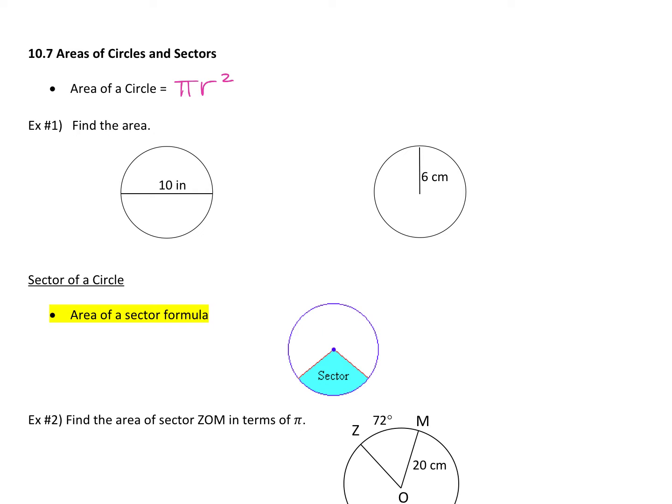Okay, this is not new information. You've done this, but it ties in with what we're going to do after this. So I just want you to be comfortable with finding the area of a circle.